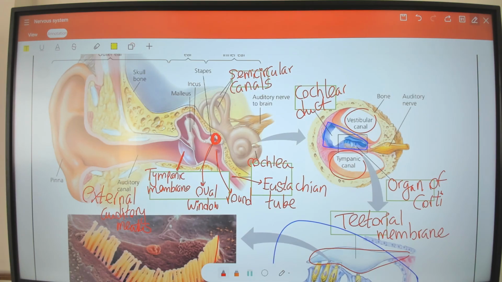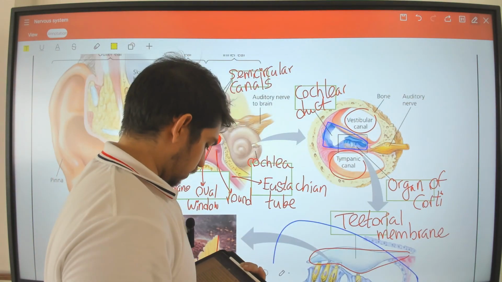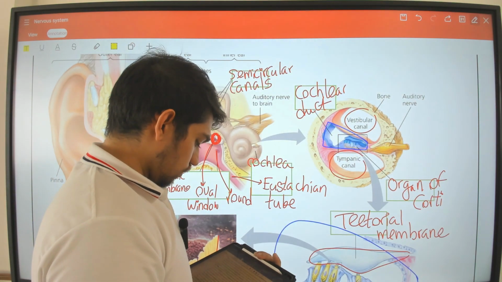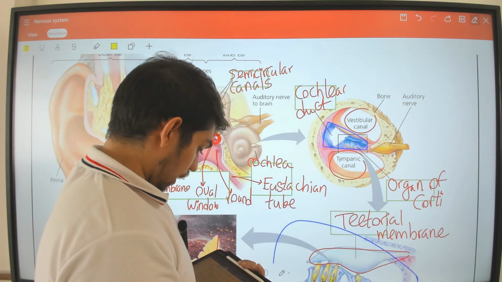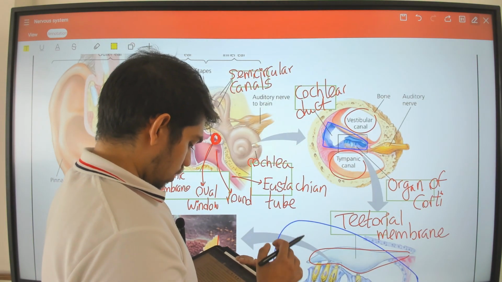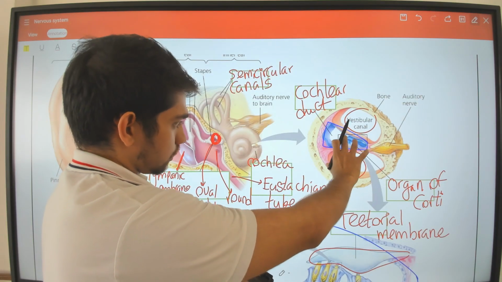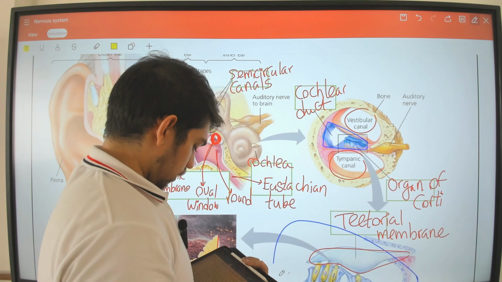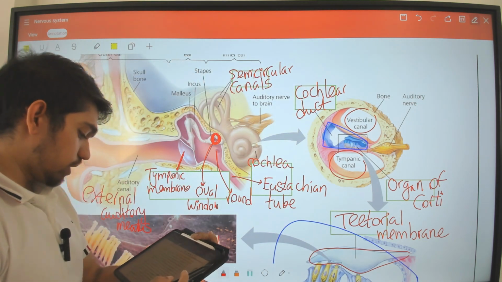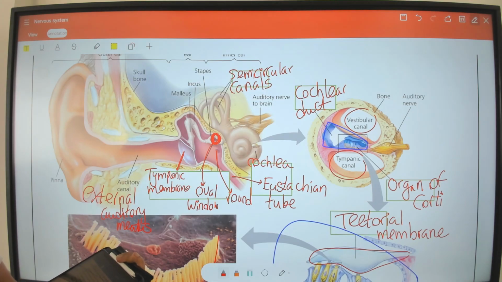So, let's read about the cochlea, which is given in page number 25. Cochlea is a coil structure with a broad base which is continuous with the vestibule. The cochlea has three compartments: upper vestibular canal, and lower tympanic canal, and the middle cochlear duct, which is a small canal that separates the upper and lower canals. Vestibular canal originates at the oval window and the tympanic canal ends at the round window.